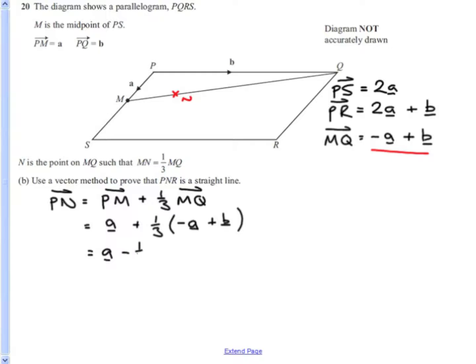Next we want to multiply out the brackets. And then we're going to collect together the like terms. So we're going to collect together the A's.